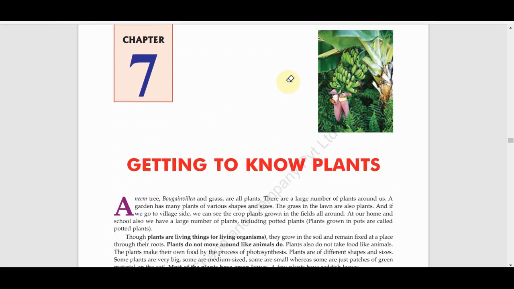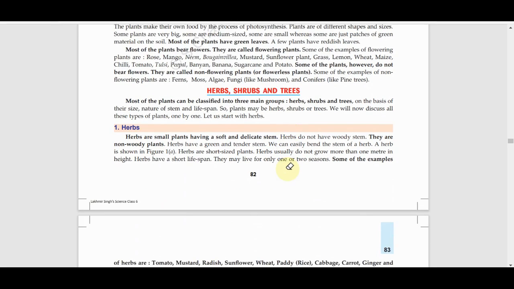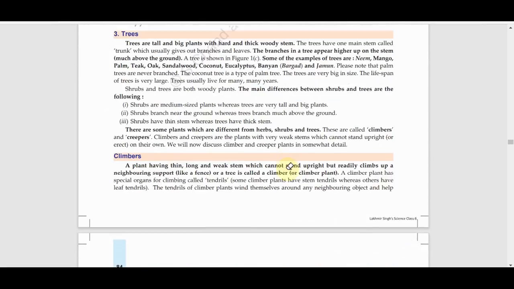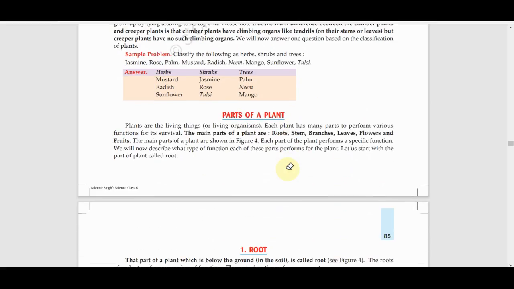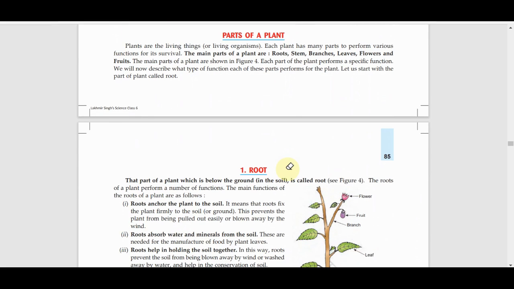This is our second class, and in the first class we had already discussed the different types of plants. We classify them into three groups, and what are those three groups? Herbs, shrubs and trees. According to their size we classify them. In today's class we will try to understand the different parts of the plants, see their structures and try to classify them.